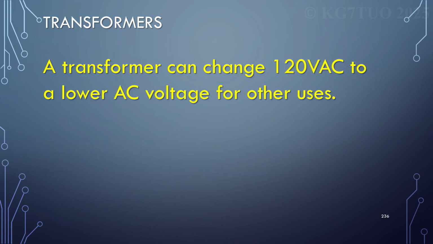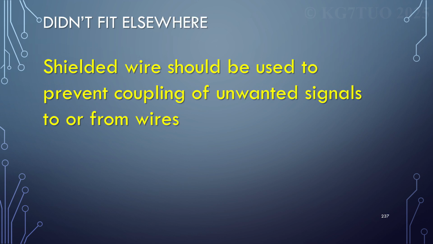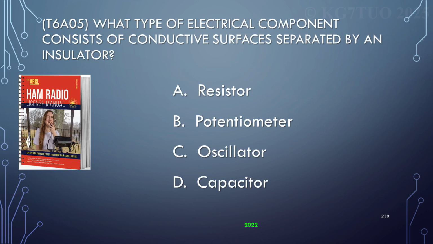A transformer can change 120 volts AC to a lower AC voltage for other uses. Shielded wires should be used to prevent coupling of unwanted signals to or from wires. So shielded is I've got a conductor going through, and then I've got something around it to insulate it, and I've got aluminum foil usually, or copper wires intermeshed and wrapped all around that, so that anything that comes in hits that shield and goes to ground. That's on the test.